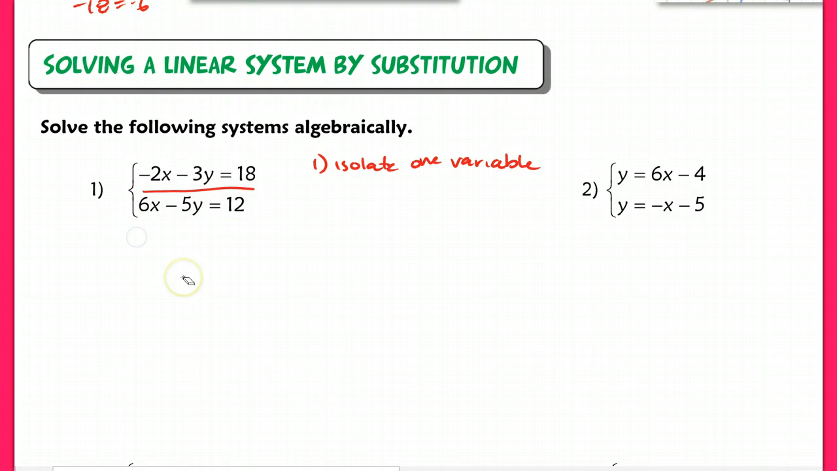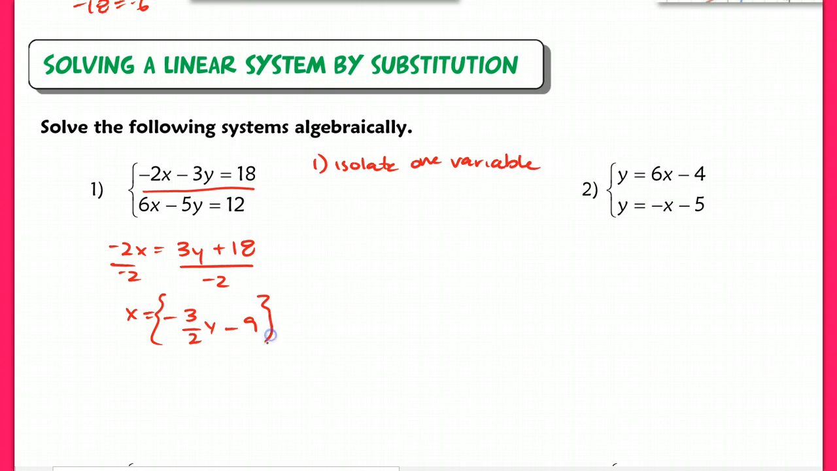Now what I'm going to do is solve the top equation for the x variable. So I move that 3y over to the other side. Make sure you're adding it so that becomes a positive. A lot of you guys have a tendency to write that as -3y on the other side. You don't remember you're adding it to the other side, so you need to change the sign. But anyway, you're going to divide by -2 now, and you end up with x equaling -3 halves y minus 9. Now I can take this. This is now my new x. I'm using substitution.